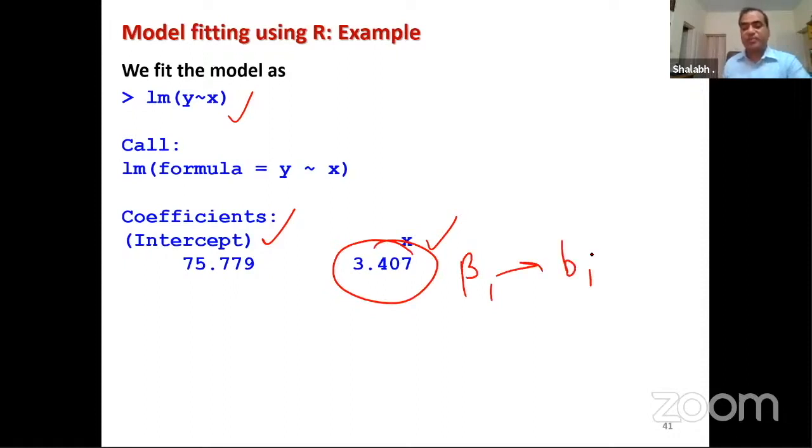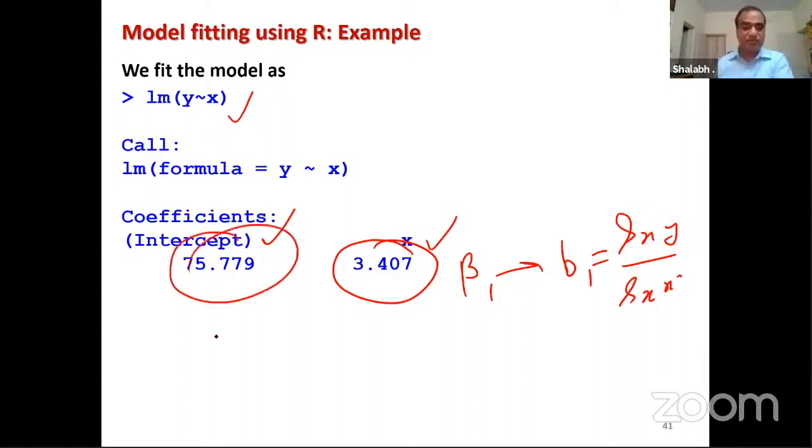And how has this value been obtained? This has been obtained by computing this quantity. And similarly, this value is obtained by y bar minus b1 x bar.